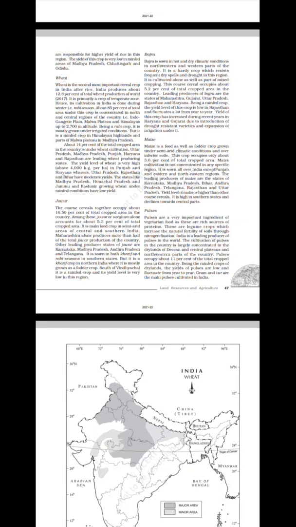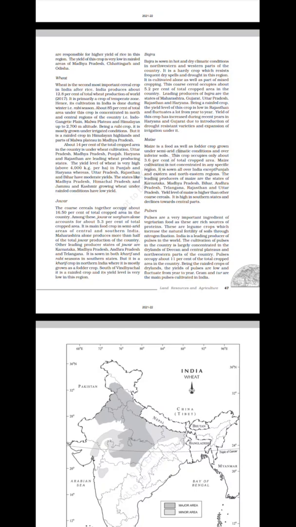Bajra. Bajra is sown in hot and dry climatic conditions in northwestern and western parts of the country. It is a hardy crop which resists frequent dry spells and drought in this region. It is cultivated alone as well as part of mixed cropping. This coarse cereal occupies about 5.2% of the total cropped area in the country. Leading producers of Bajra are the states of Maharashtra, Gujarat, Uttar Pradesh, Rajasthan, and Haryana. Being a rainfed crop, the yield level of this crop is low in Rajasthan and fluctuates a lot from year to year. Yield of this crop has increased during recent years in Haryana and Gujarat due to introduction of drought-resistant varieties and expansion of irrigation under it.